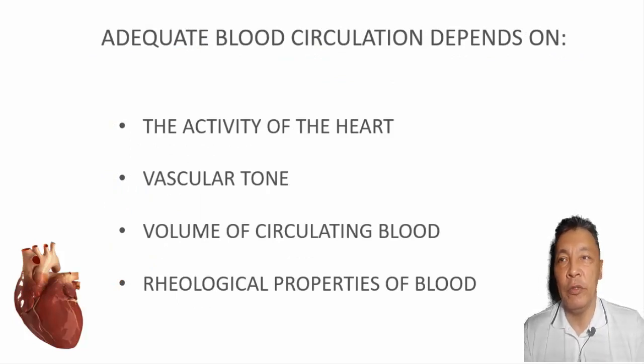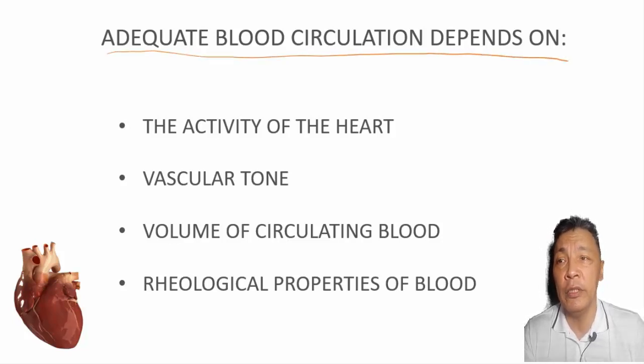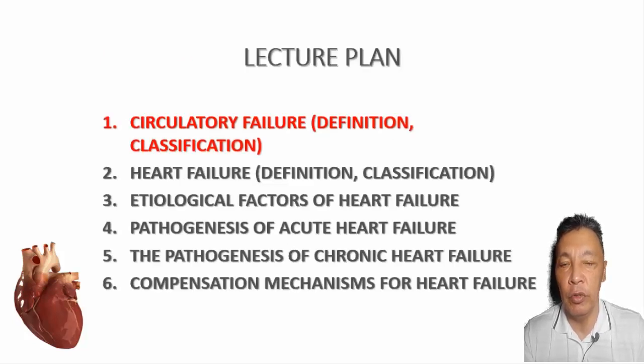Normally, the cardiovascular system optimally provides the current needs of organs and tissues for blood supply. Adequate blood circulation depends on the activity of the heart, vascular tone, volume of circulating blood, and rheological properties of blood. Therefore, violations of the functions of the heart, vascular tone, or quality and quantity of blood can lead to circulatory failure.